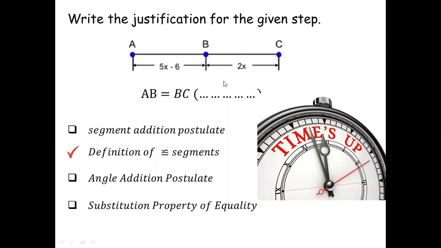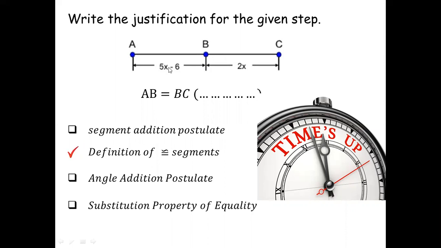Now, why did we say this is definition of congruent segments? You can see that we are not adding any segments here. If they would have said AB plus BC equals AC, that becomes segment addition postulate because we're adding the segments. But here simply they said it's AB equals BC. Why did they say AB is equal to BC? Because they are congruent. Congruent means equal. So that means it is going to be definition of congruent segments.